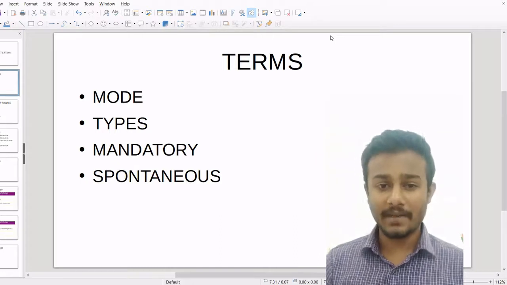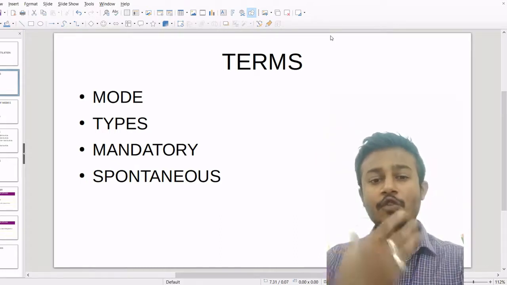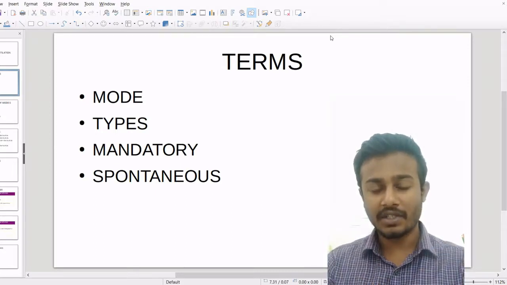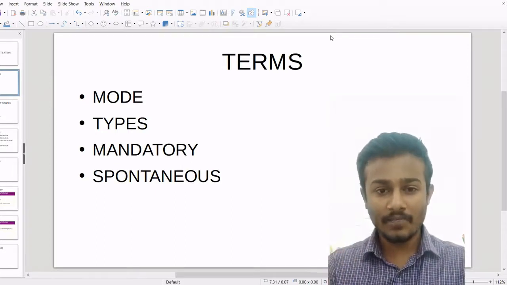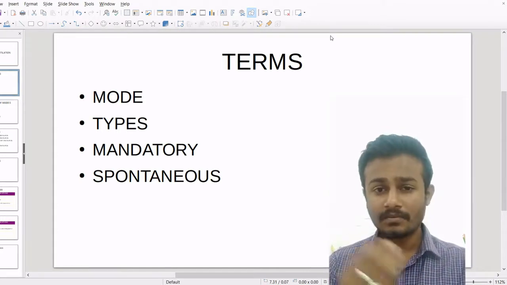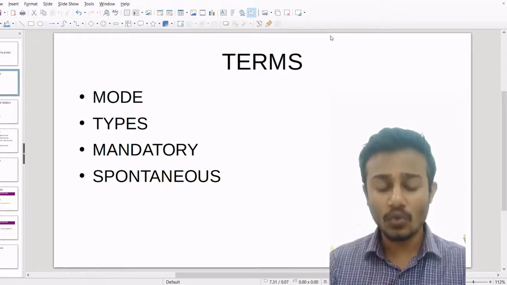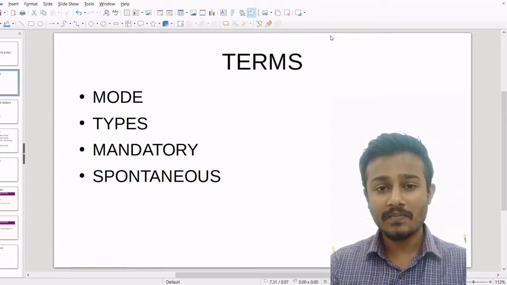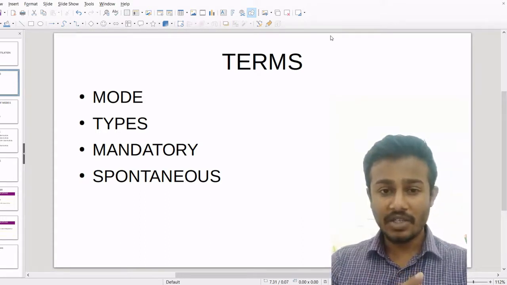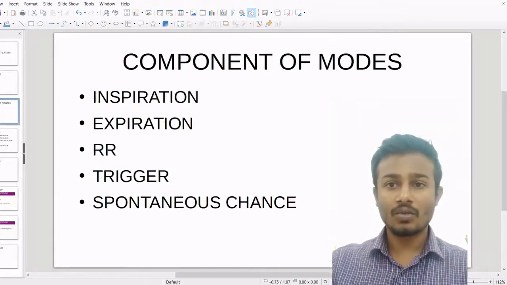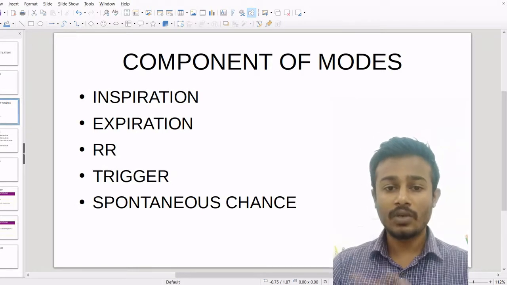And what's mandatory? If you preset the respiratory rate of the patient, that's a mandatory ventilation. The amount of air which the ventilator is pushing into the patient now becomes mandatory. And in case the patient on his own is capable and is taking in a breath, that becomes spontaneous. So mandatory is the one which the machine is pushing in, and spontaneous is the one which the person himself is taking.